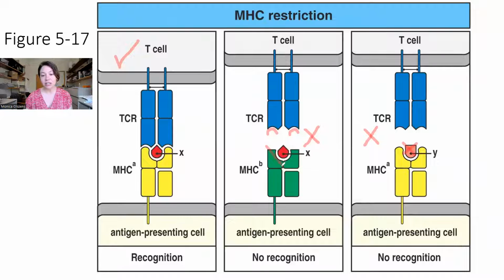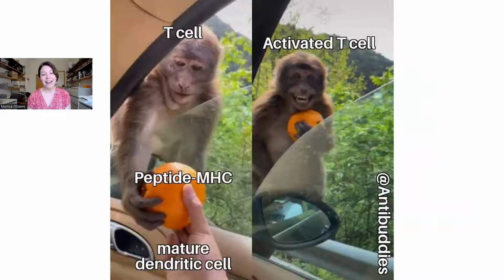So peptide didn't match here. MHC didn't match here. So it's got to be perfect. Everything has to match up, which is why you have so many millions of T cells for your immune system to be able to seek out a match for anything you find. There are actually a lot of immunology memes, like way more than I thought there would be, but this one's cute. You got the T cell, you got the dendritic cell, handing over the peptide to the MHC, and now the T cell is activated and looks very happy.